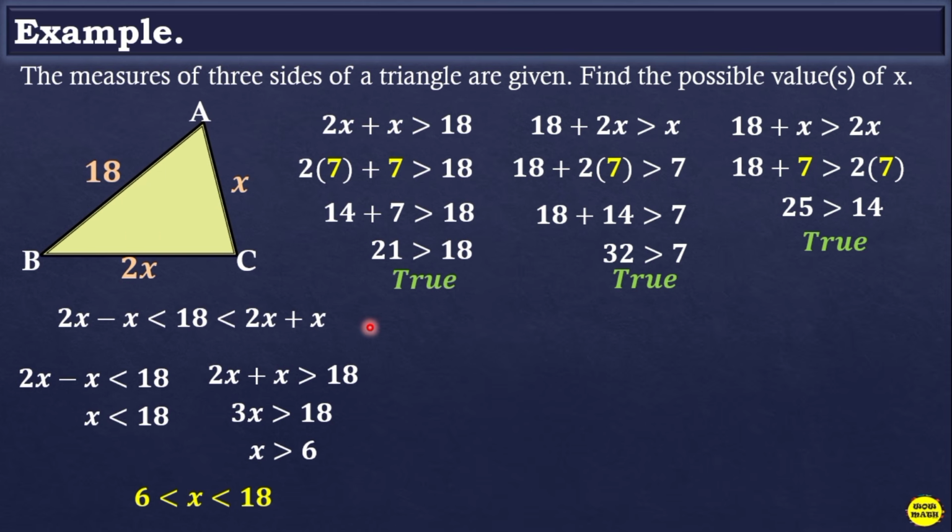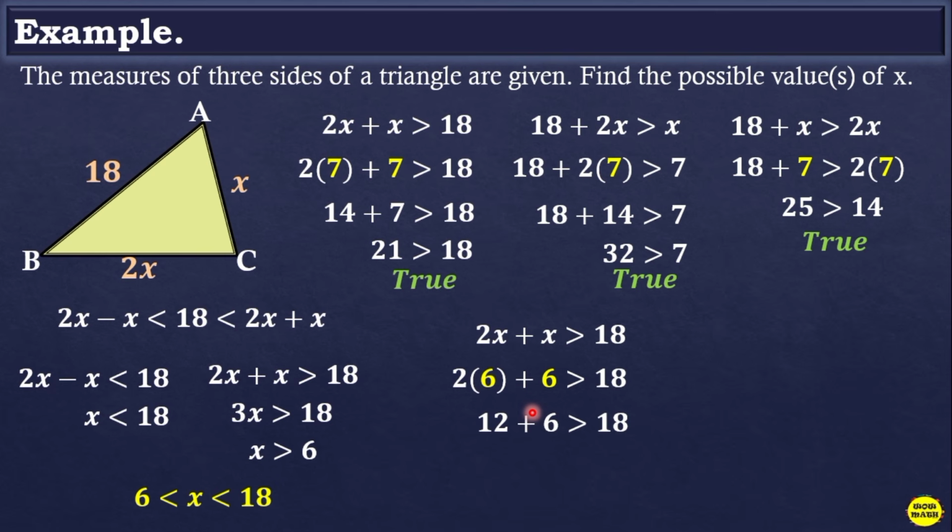Now, let us try to use 6. Okay, so 6 is not included dun sa ating values of x. So, itry natin si 6. So, try natin siya sa 2x plus x is greater than 18. Substitute natin si 6. So, that is 12 plus 6. As you can see, this is false. So, that's why 6 is not included for the possible values of x.